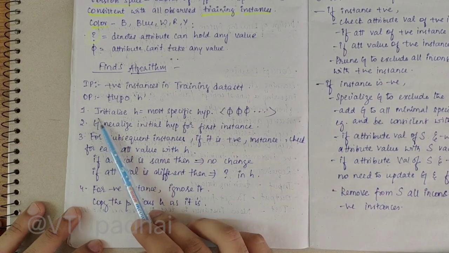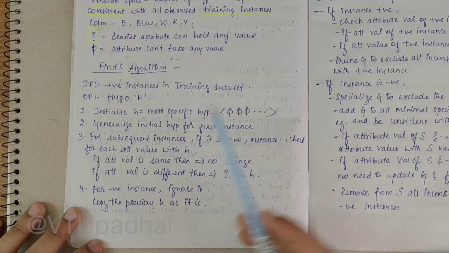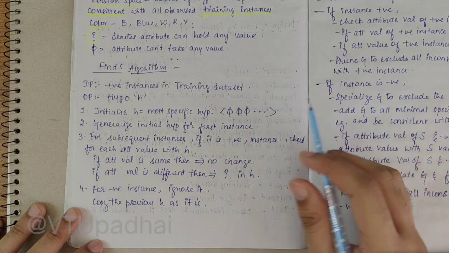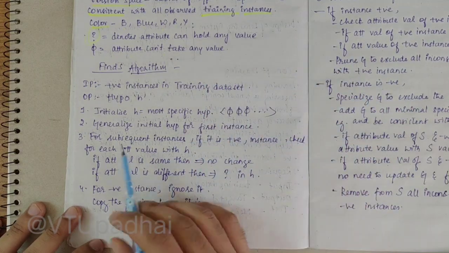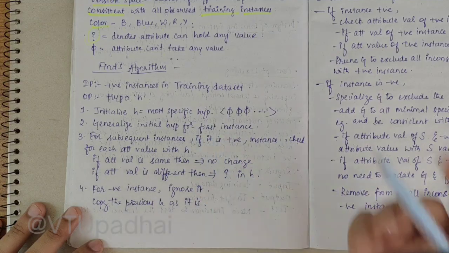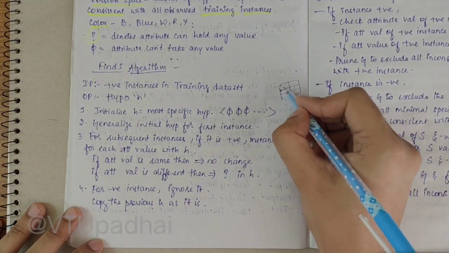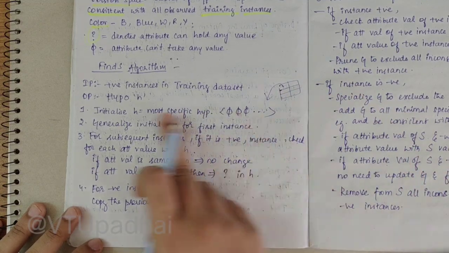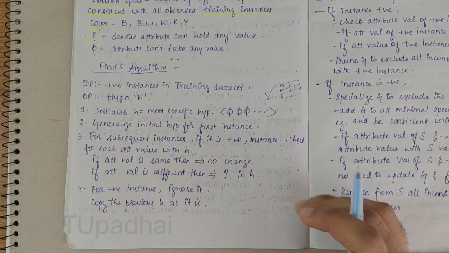So firstly we initialize H to be the most specific hypothesis, that is we fill everything with φ, that is it can't take any value initially. Then we generalize the initial hypothesis for the first instance. So from the given table, consider the first instance and apply it to this H value, the most specific hypothesis.